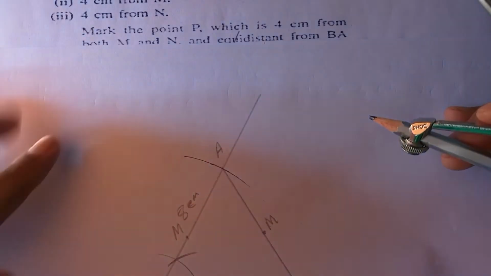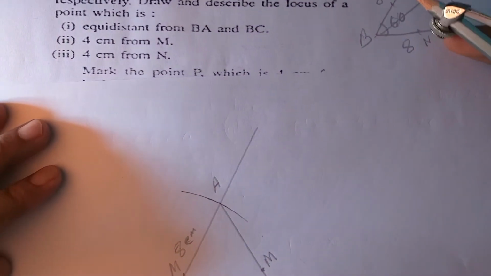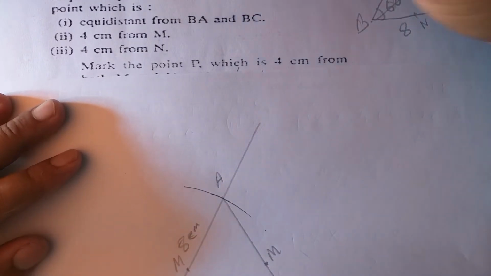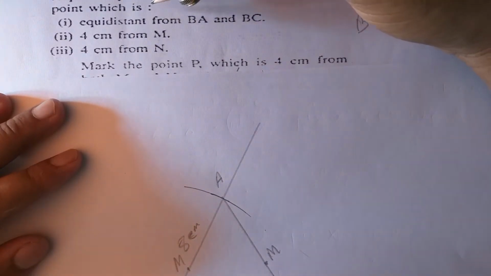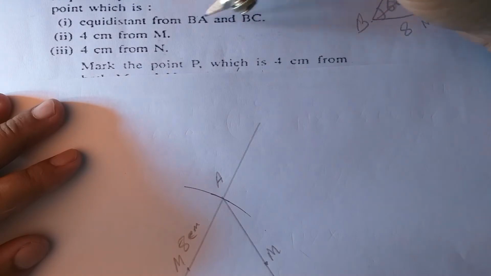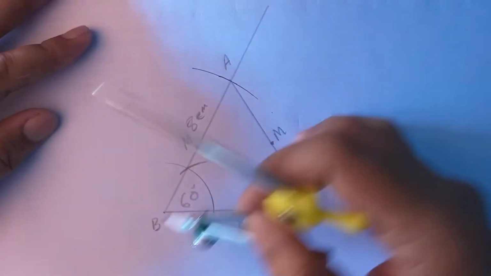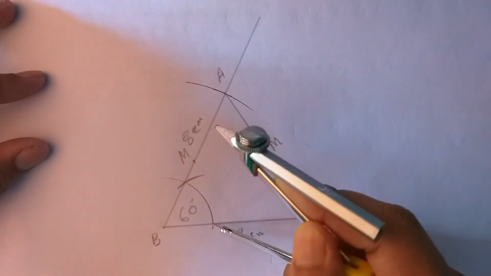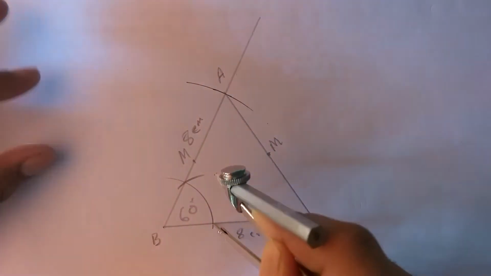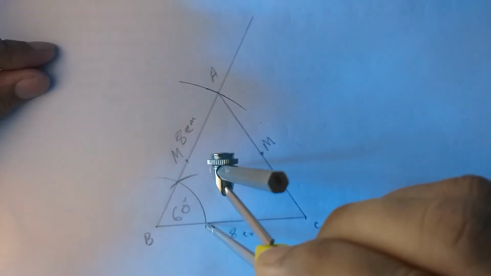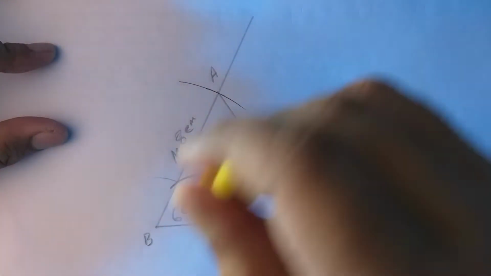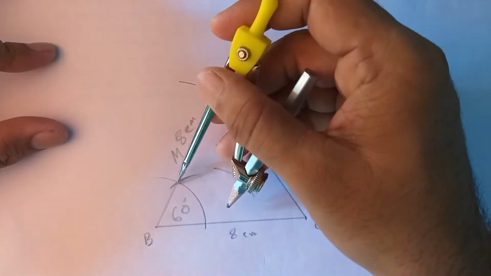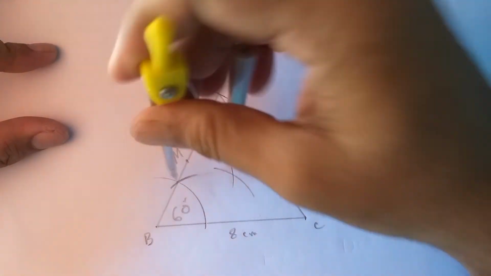Again it is telling that we have to draw the locus which is equidistant from BA and BC. BA and BC. Which one is common? B. So you have to bisect angle B. You know how to bisect. Still I am showing you. Draw one arc from here and draw one arc from here also. Now join this.